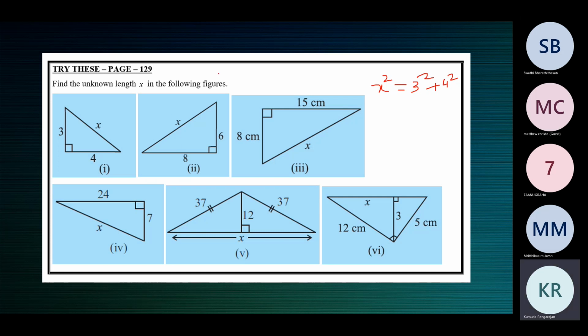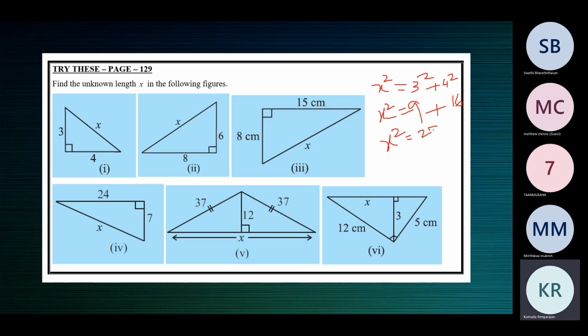The side opposite of the right angle is x. X square is equal to the squares of the other two sides added together: 3 square plus 4 square. So x square is equal to 3 square, which is 9, plus 4 square, which is 16. So we get x square is equal to 25.